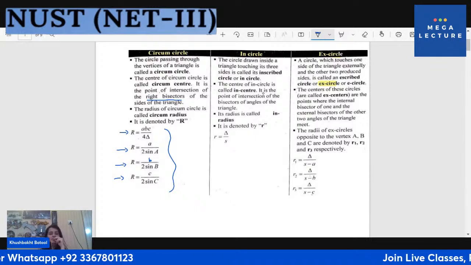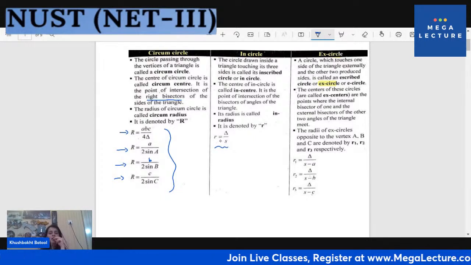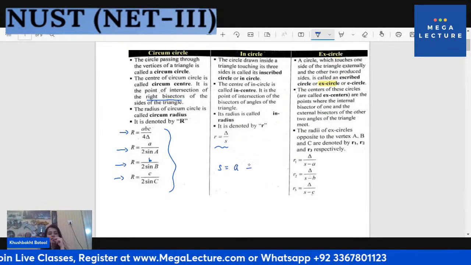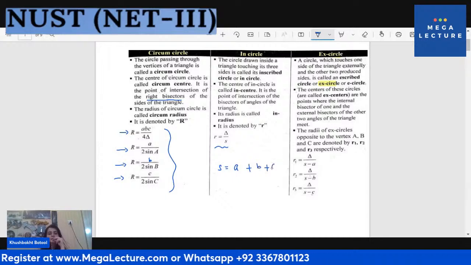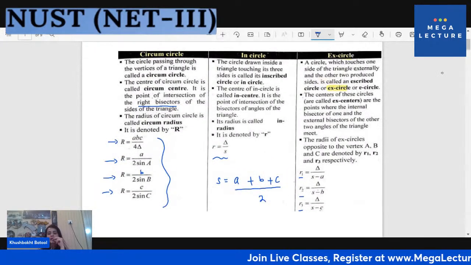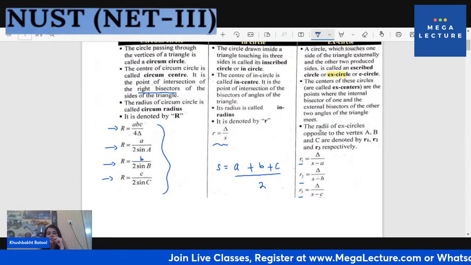Then for the incircle, the radius is calculated this way. You do r equals the area of the triangle divided by s. What is s? s is the sum of all the sides divided by 2. Then here the radius is basically calculated this way. Now you need to understand this definition.